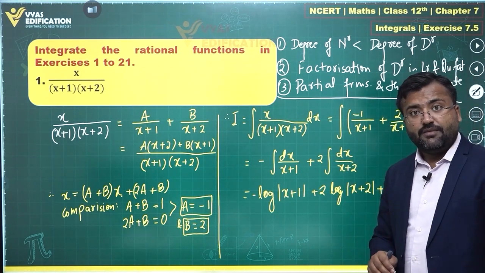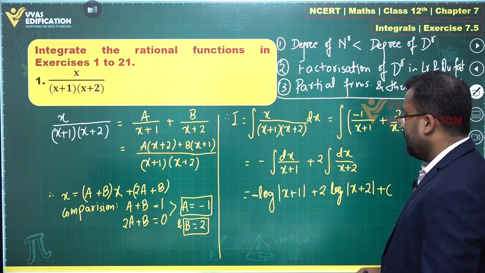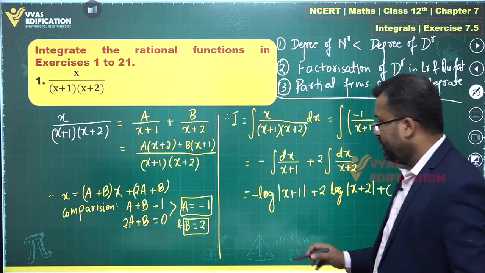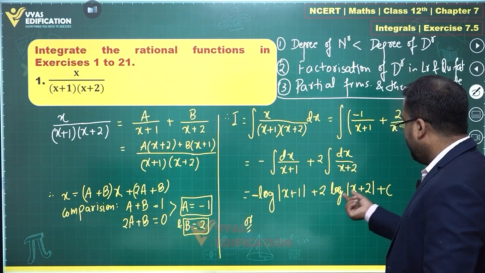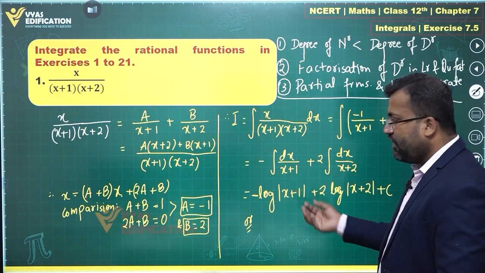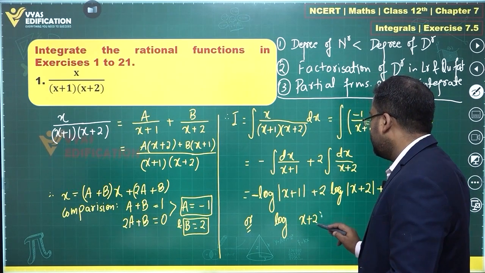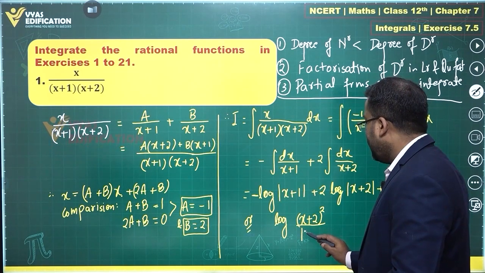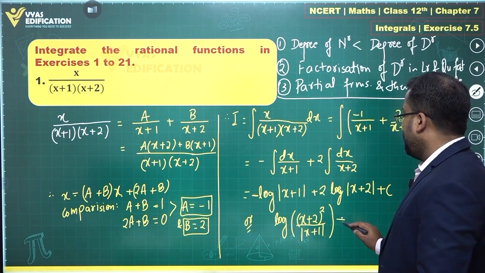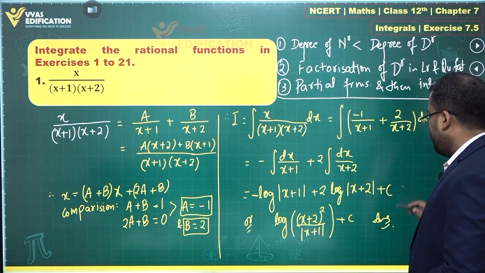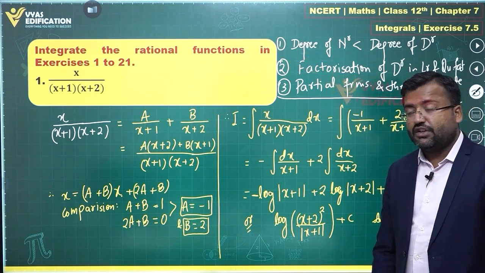This is what you get, right? So you can leave the answer at this stage, minus of this plus 2 times log of this, or you can combine the two logs and write it as, okay, this 2 will go over here in the power: log of (x + 2) squared, and minus log of (x + 1). So this will become log of (x + 2) squared upon (x + 1), and its modulus. This is the expression within the log, plus constant term. This or this, any of these forms are okay, right? So that's the final answer for this particular question.